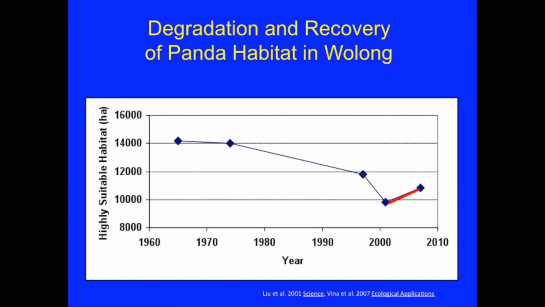Here is a diagram to show the outcome of those kinds of interactions between telecoupling processes and local processes. So here you have habitat declining, and then 2001 became a turning point, when habitat began to recover.